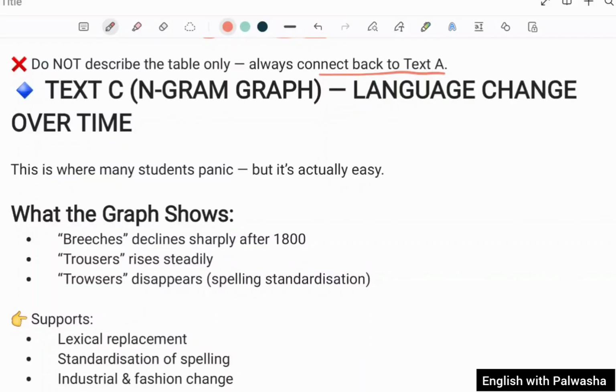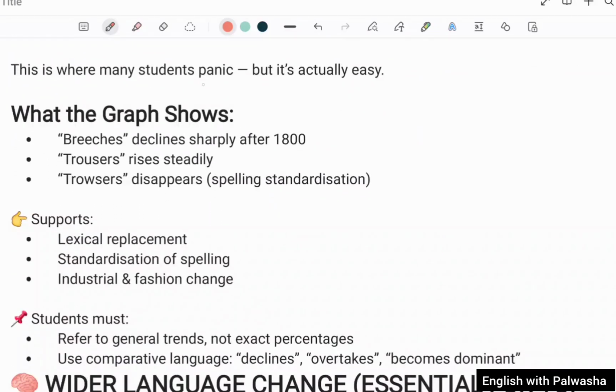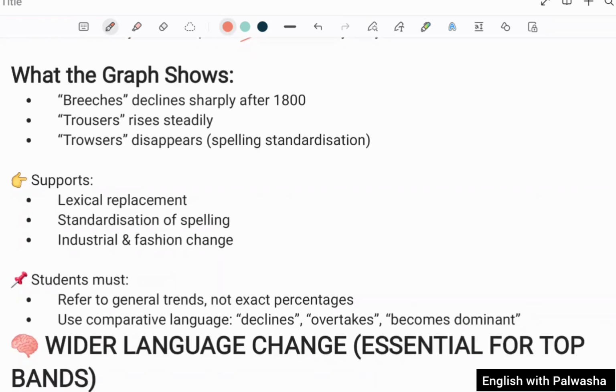Text C is an ngram graph. You have to just explain everything in one go in continuous writing, right? Language change over time, text C. This is where many students panic, and please don't panic in text C. It's very easy to read the ngram graph and comment on it. What the graph shows: "breeches" declines sharply after 1800. You have to just see that ngram graph and then see why I'm saying this.